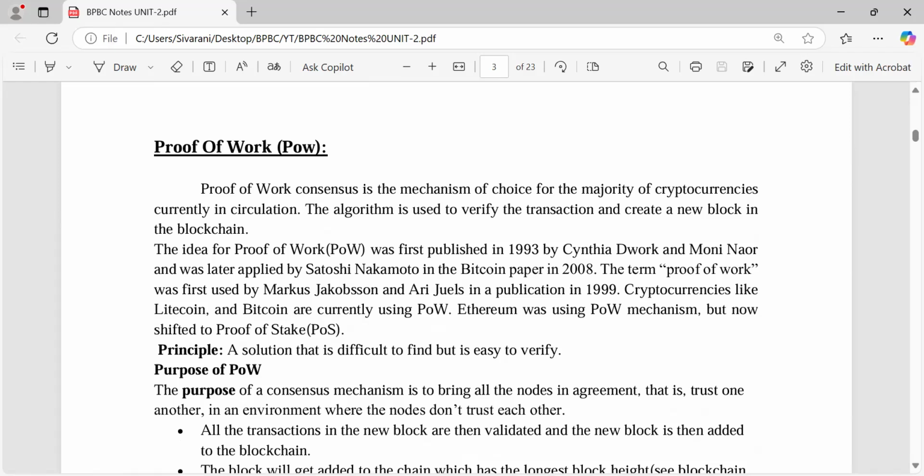What is the principle of proof of work? It is a solution that is difficult to find and easy to verify. That is the principle it follows. And Ethereum initially used a PoW mechanism, but it has shifted to proof of stake.